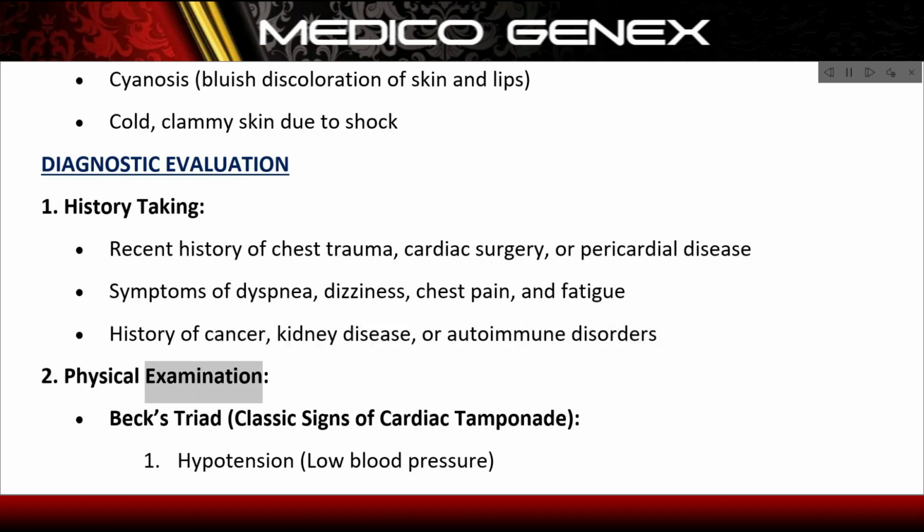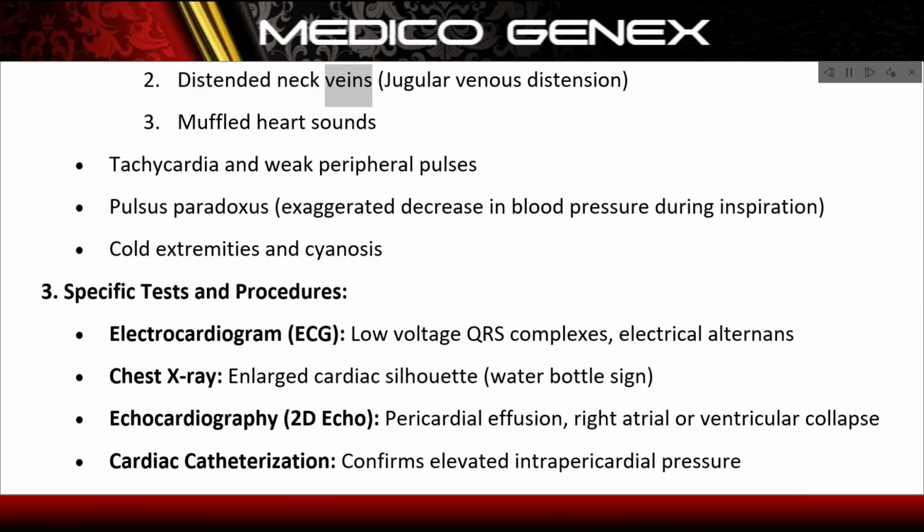2. Physical examination. Beck's triad, classic signs of cardiac tamponade. Hypotension, low blood pressure. Distended neck veins, jugular venous distension. Muffled heart sounds. Tachycardia and weak peripheral pulses. Pulsus paradoxus, exaggerated decrease in blood pressure during inspiration. Cold extremities and cyanosis.